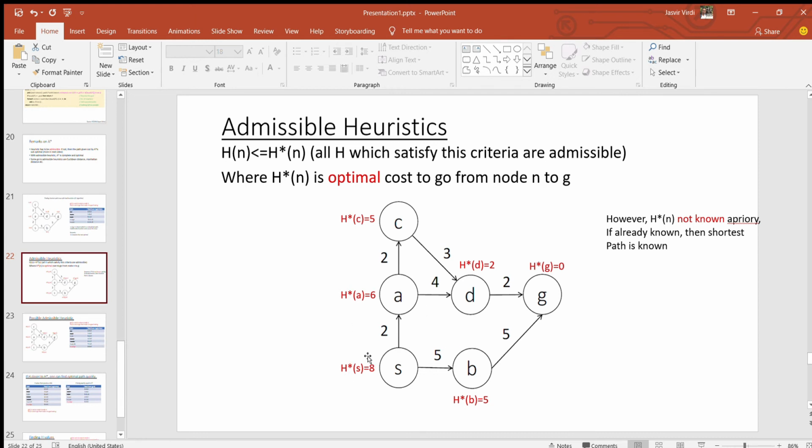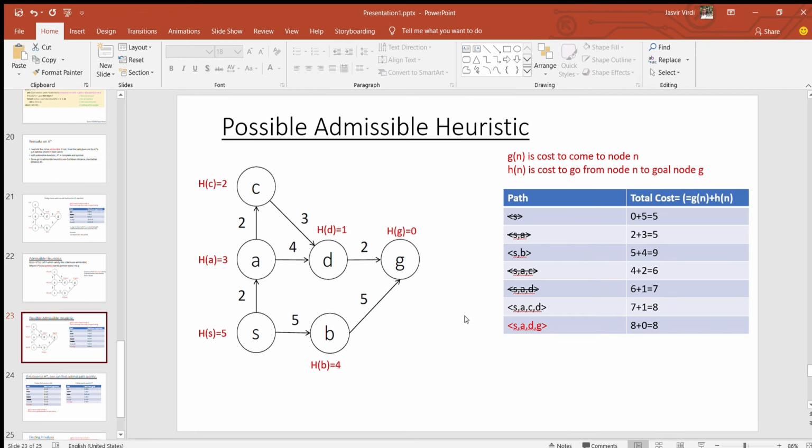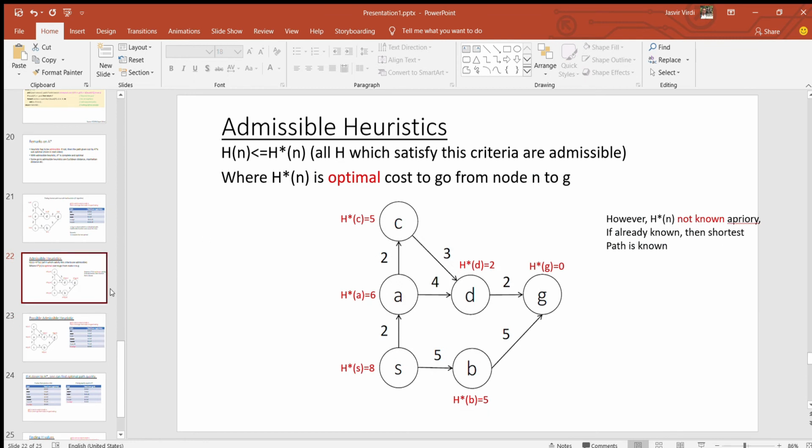So that thing helps us in calculating this optimal cost to go value for the start node S. So now, instead of knowing the optimal cost to go, what we do is we try to build heuristic values which are based on how nodes are placed away from the goal node G. So in this particular example, what I wanted to show was that if your heuristic H value satisfies this criteria, then you would be able to get the optimal path from S to G.